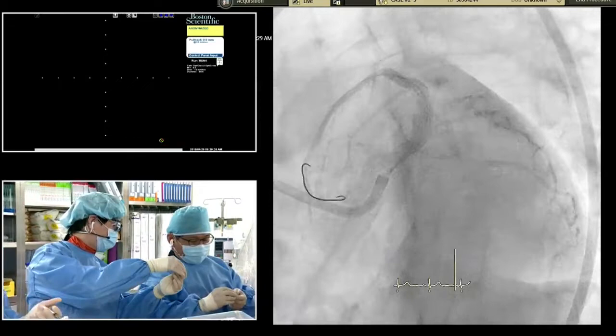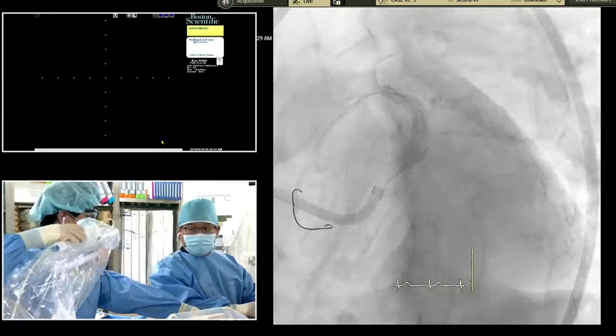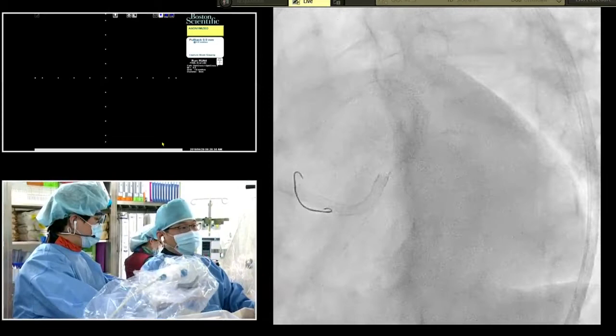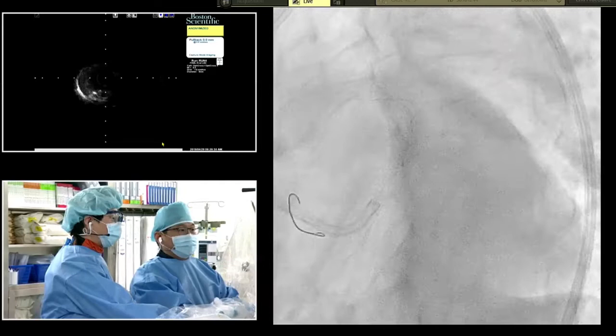So I like to see the IVUS. I like to measure the minimal stent area. Minimal stent area, as you know, is one of the very important predictors of future in-stent restenosis.